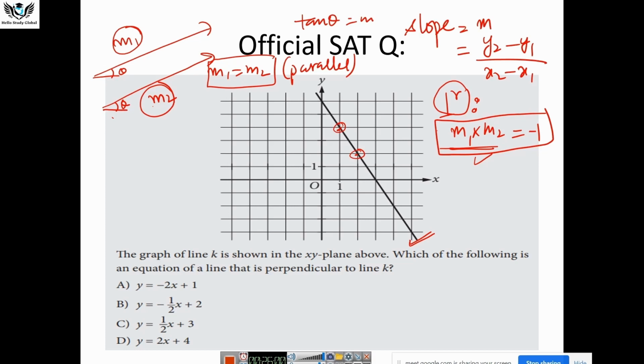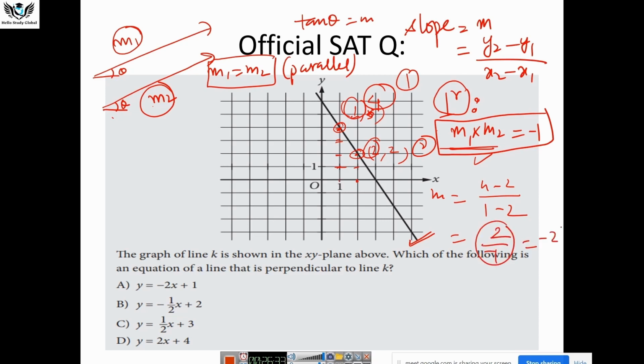Let's say we take these points, and what are these points? This is 1 comma, 1 2 3 4. So 1 comma 4 is this point, and this point is 2 comma 2. So y2 minus y1, let's call this point 1, this is point 2. y2 minus y1, 4 minus 2, upon x2 minus x1, 1 minus 2, would give us the value of slope. So this is equal to 2 upon minus 1. So slope is minus 2.